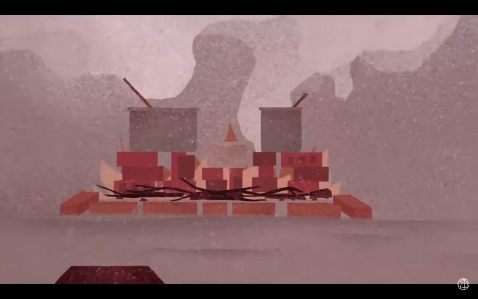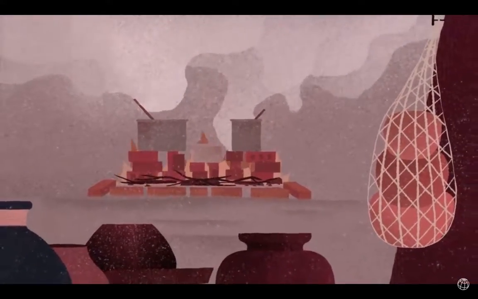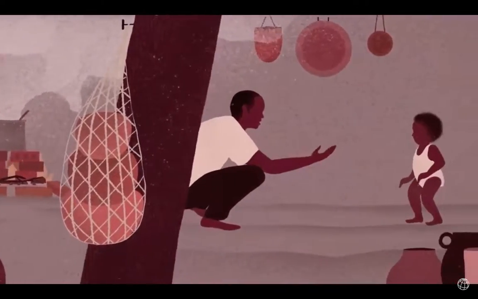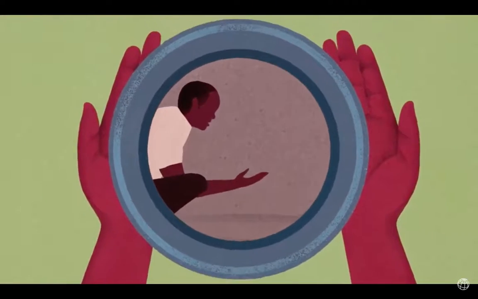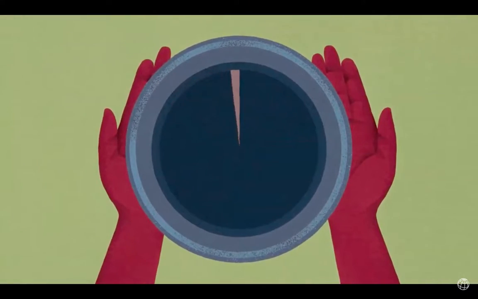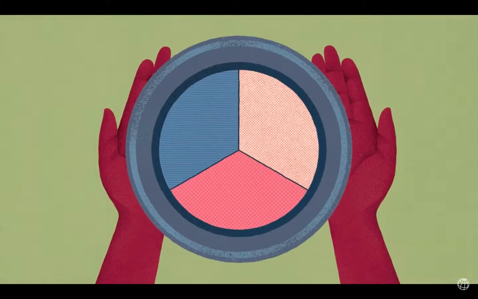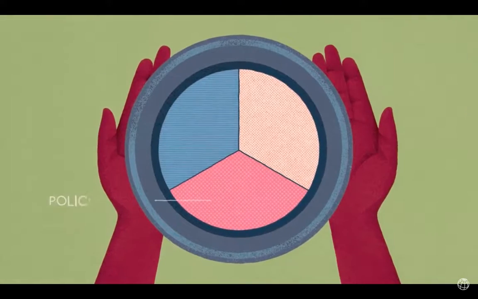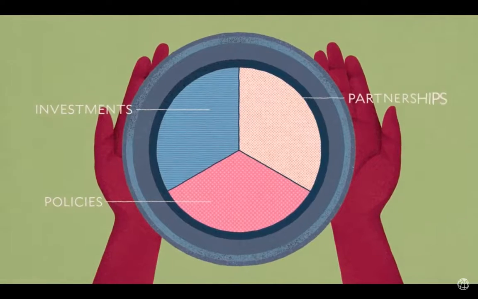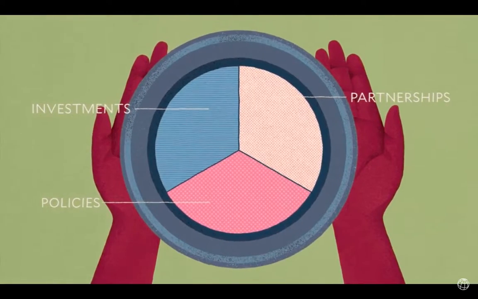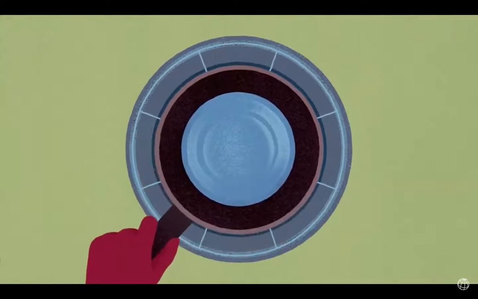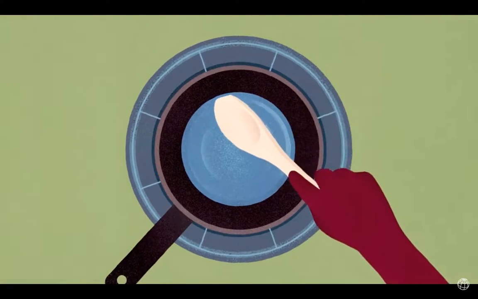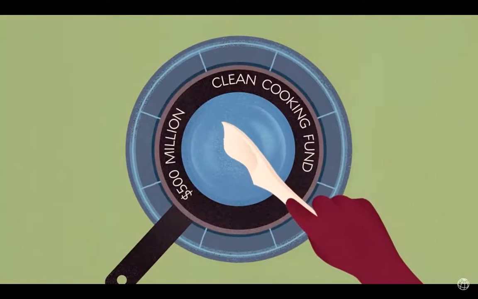Cooking with traditional stoves and solid fuels is not a new problem, but it's one that's often overlooked. However, it cannot be overlooked any longer. Clean cooking must be a political, economic, and environmental priority, supported by policies, investments, and multi-sector partnerships. To make that kind of change, the level of commitment and the scale of investment matter. That's why the World Bank's Energy Sector Management Assistance Program is establishing a $500 million clean cooking fund.